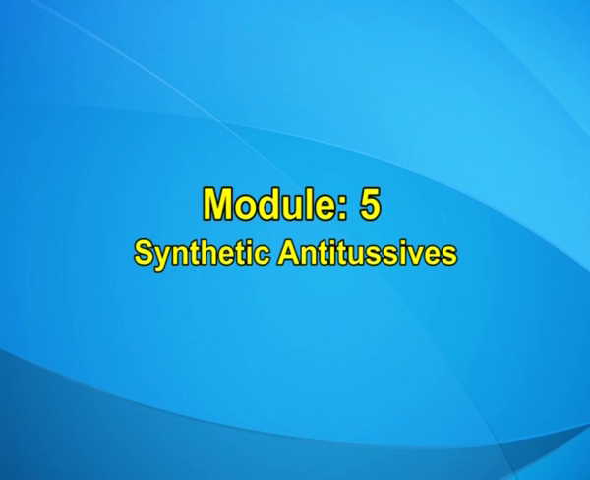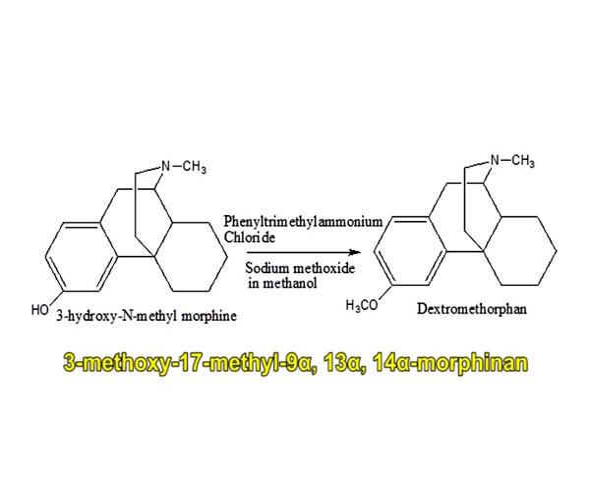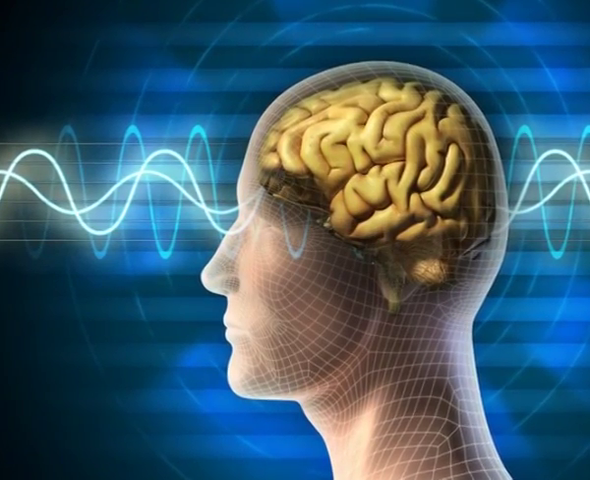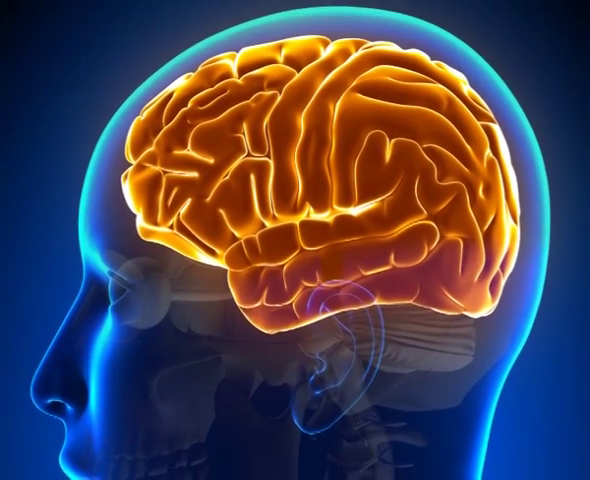Module 5. Synthetic antitussives. Dextromethorphan. It is a synthetically produced substance that is related to codeine. Chemically, it is 3-methoxy, 17-methyl, 9-alpha, 13-alpha, 14-alpha morphinan. It has central cough suppressant action, but it does not show the untoward effects of opioids. Its metabolism is genetically polymorphous, similar to the codeine metabolism. According to more recent studies performed predominantly on animals, it has anti-epileptic, neuroprotective and anti-Parkinsonian properties.